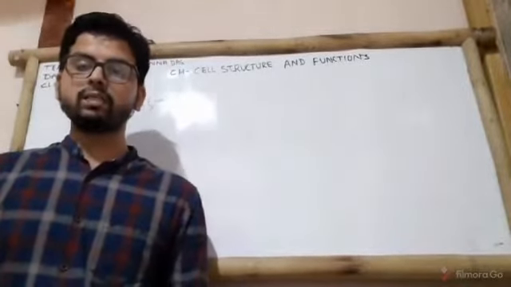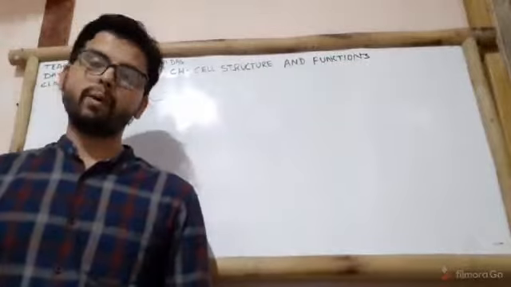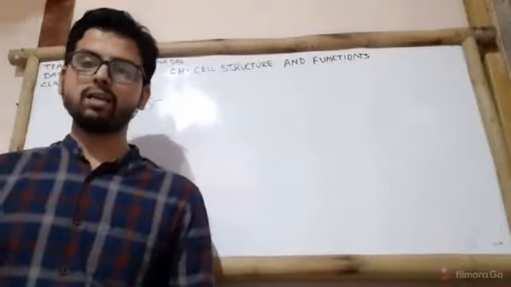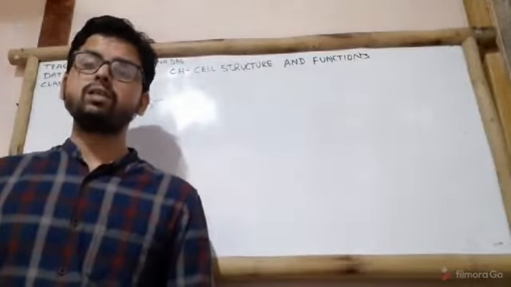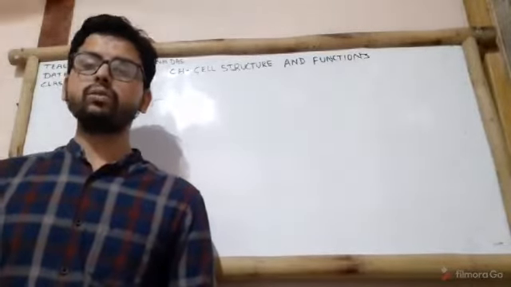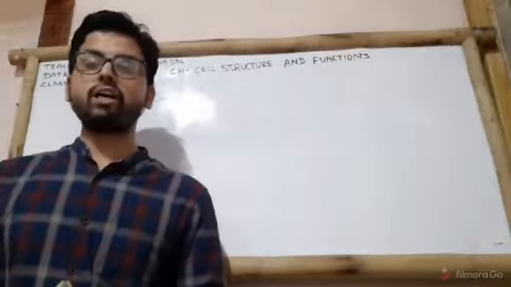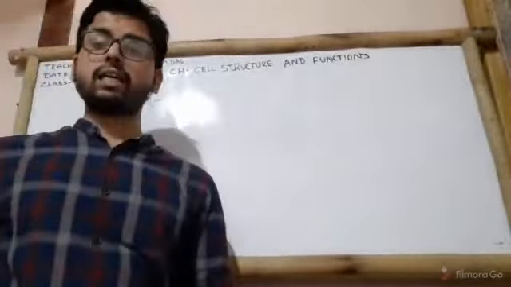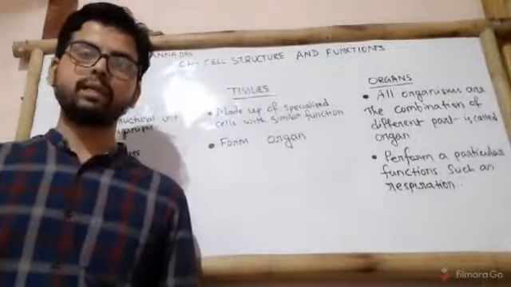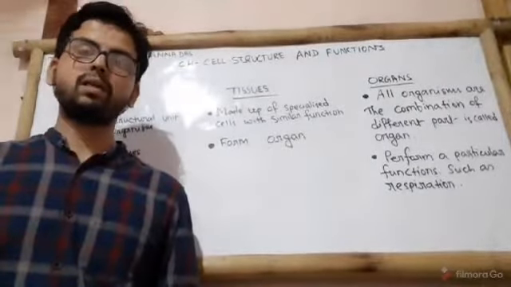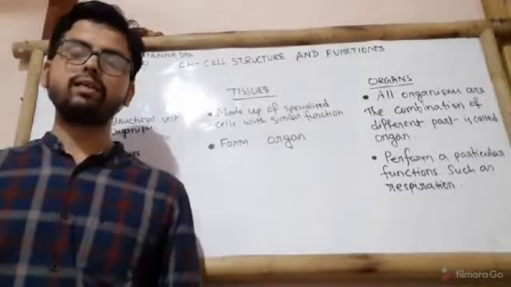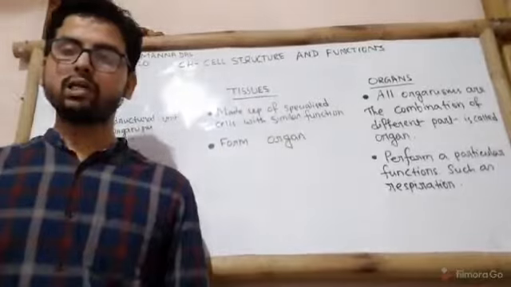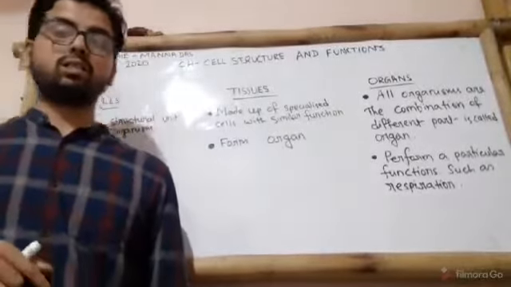In my previous class, I discussed with you about various sizes and shapes of cells and also the types of cells. So today I will discuss the cell structures and functions from the chapter Cell Structure and Functions. Dear students, in unicellular organisms, a single cell performs all the basic functions of life. But in multicellular organisms, there are divisions.